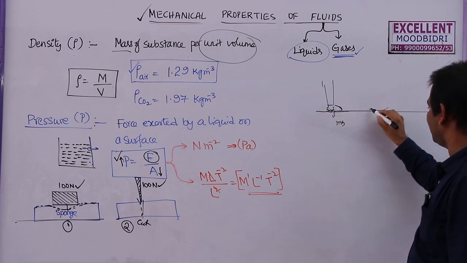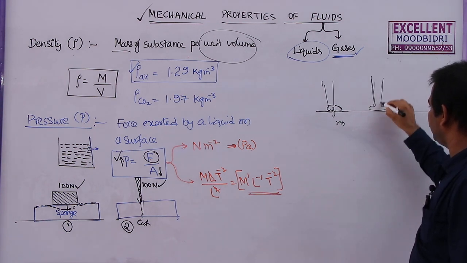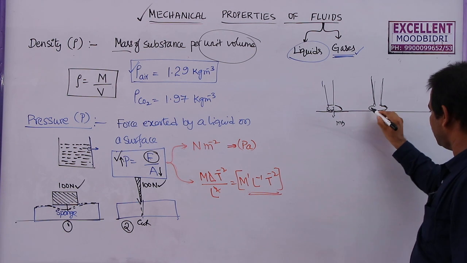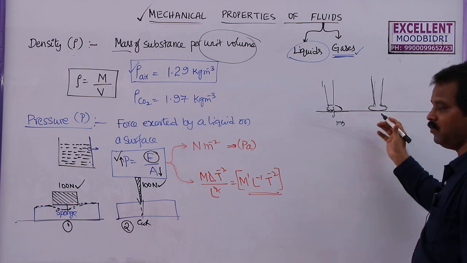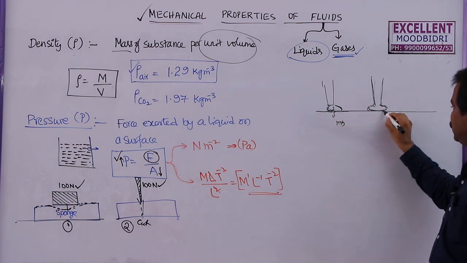Whereas if you take a camel, the area of the camel's foot will be too large when compared to the area of our feet. So why is it provided like this?